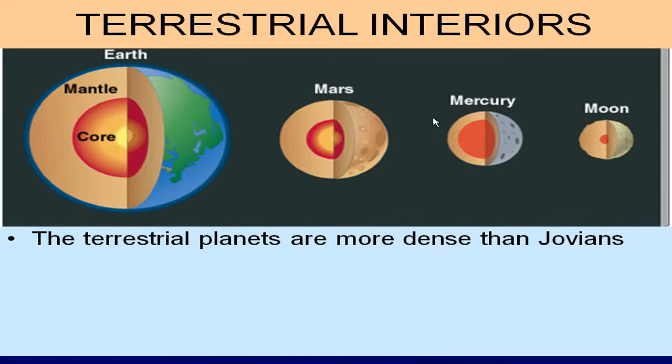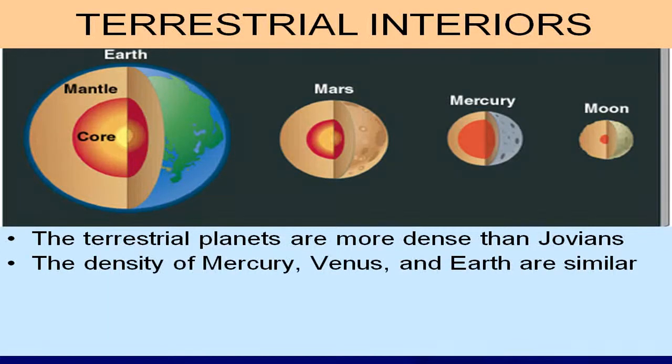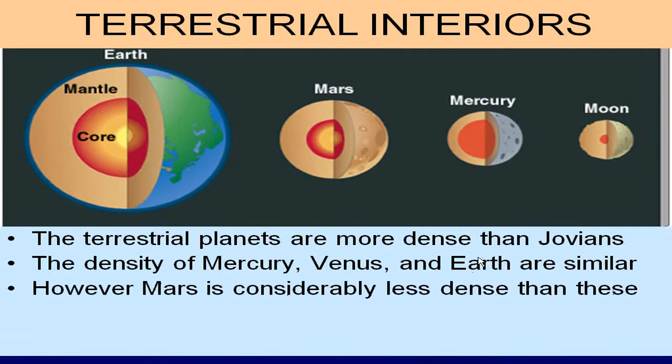The terrestrial planets are more dense than the Jovian planets, and a lot of this has to do with the fact that due to their differential cooling, they actually have a lot heavier elements on the interior. They can have metallic or iron type elements on the interior. In fact, the density of Mercury, Venus, and Earth are quite similar, on the order of 5 grams per cubic centimeter. However, Mars is considerably less dense than these. Mars is on the order of 3 grams per cubic centimeter, suggesting a different composition.